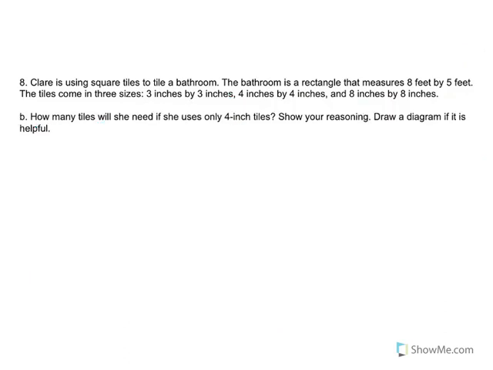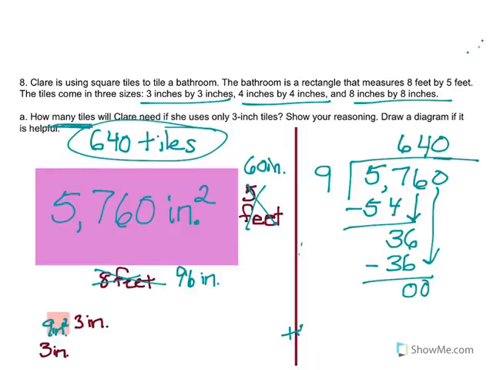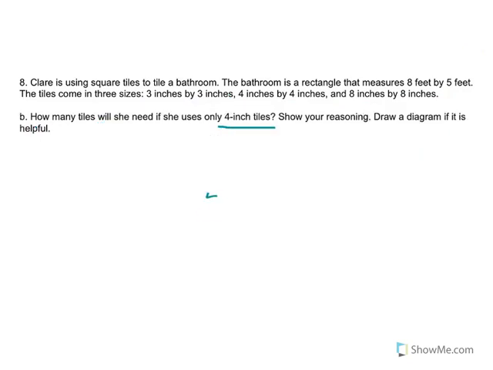Okay, let's look at number 2. So number 2, we're doing something similar except we're using 4-inch tiles. So we've already figured out the area of our bathroom is 5,760 square inches. Michael, let's stop. So I'm going to do 5,760, and I'm going to divide it. What will I divide it by? Delaney.